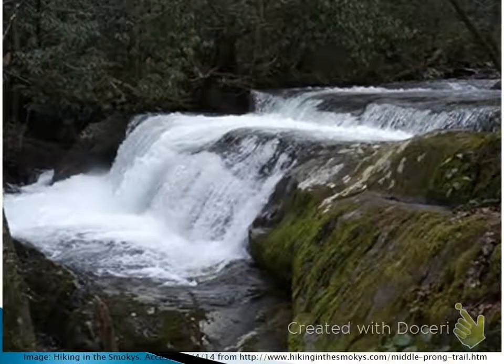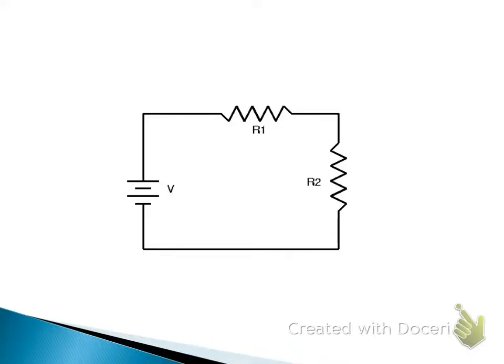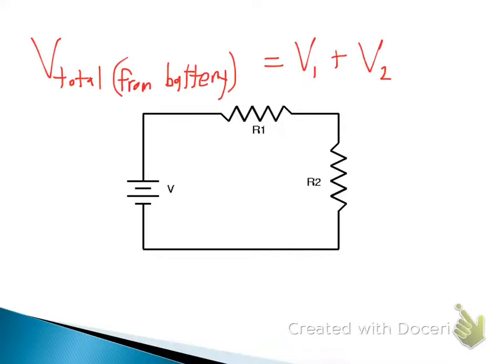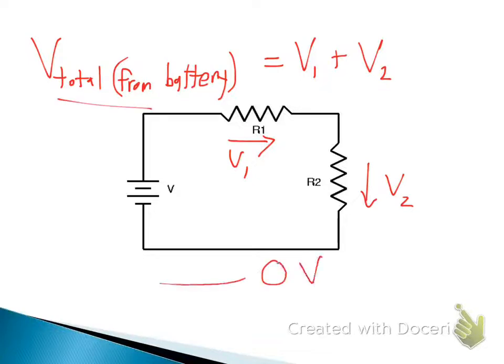It's the same thing over here on circuits when you get a couple of resistors in a row. So as current leaves the battery, goes over resistor 1, it drops some of the voltage off, but not all the voltage from the battery. When it goes over resistor 2, it drops some of the voltage off, but not all the voltage from the battery. But when you add up V1 plus V2, it will equal the total voltage from the battery, so I'll be at 0 volts before going back into the negative terminal of the battery.